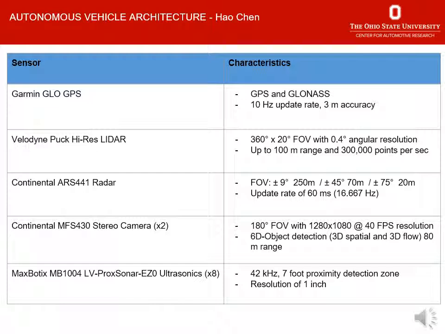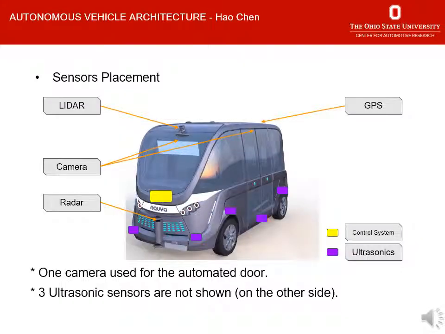In our design, a GPS chip will guide the vehicle to follow the road. LiDAR and radar systems will help in avoiding obstacles. Cameras are used to recognize objects. To avoid collisions, 8 ultrasonic sensors will be added on the sides. The figure below shows the sensor placement of our vehicle. One camera will be used for the automated door.